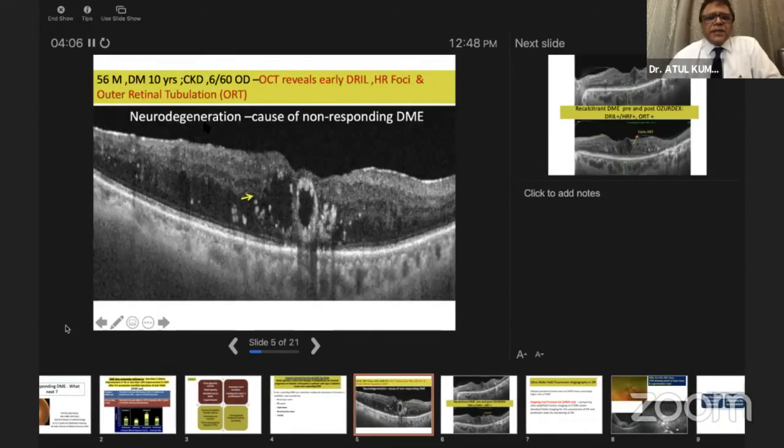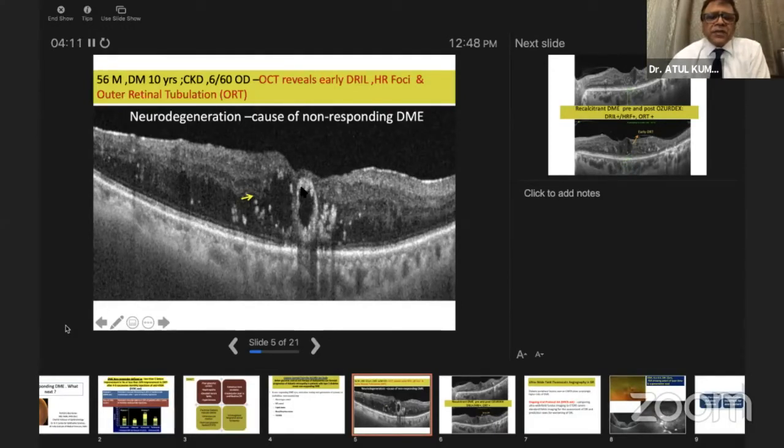Neurodegeneration is a very important condition for non-responding DME, and suddenly you get this outer retinal tubulation, which is actually the degenerated photoreceptor outer segments. And even as Dr. George Grosha also mentioned, the hyperreflective foci and the loss of the inner segment-outer segment integrity of the central 1 millimeter. So all these biomarkers, especially presence of ORT, is a significant pointer towards neurodegeneration.